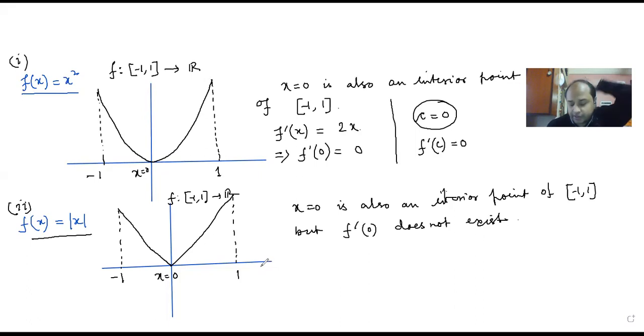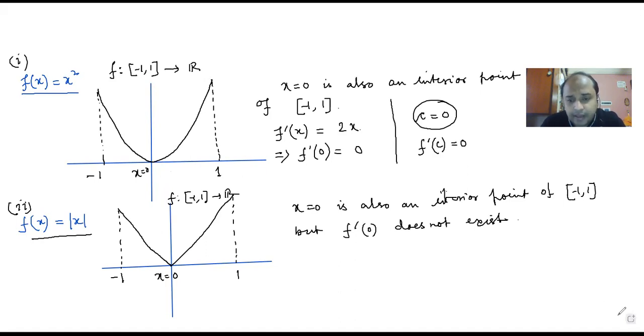So why is this interior extremum theorem actually helpful? It's because sometimes it helps us to find the maxima and minima of the function very quickly and very easily. But every time the interior extremum theorem is not helpful. Sometimes we need to have some other criteria for checking the extremum characteristics of some other function. Okay, so this is the starting point, I must say.